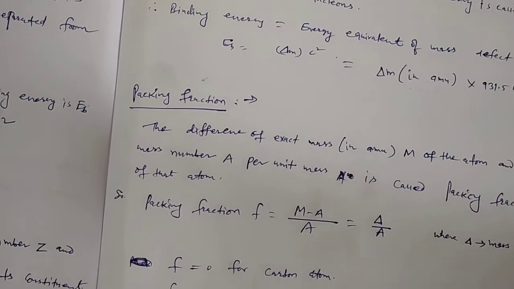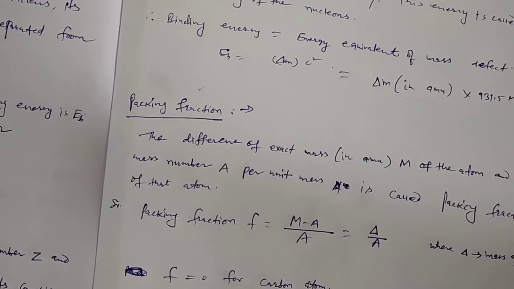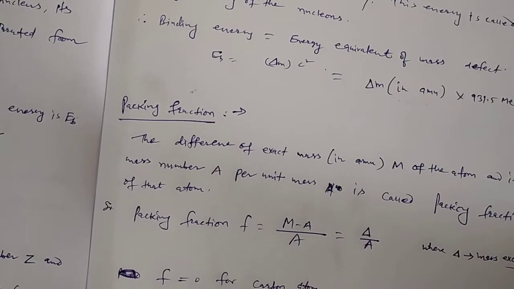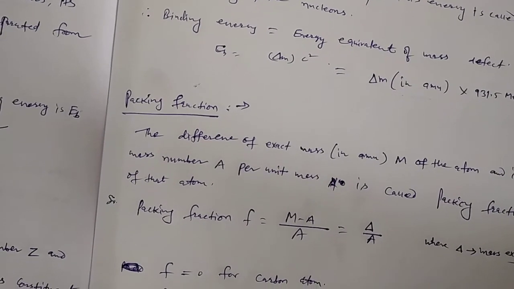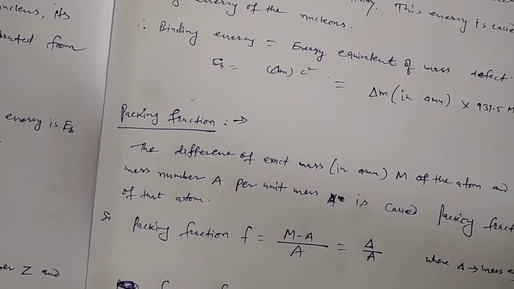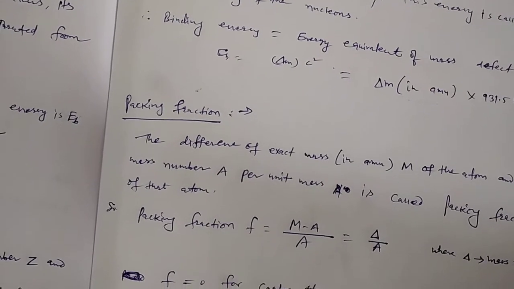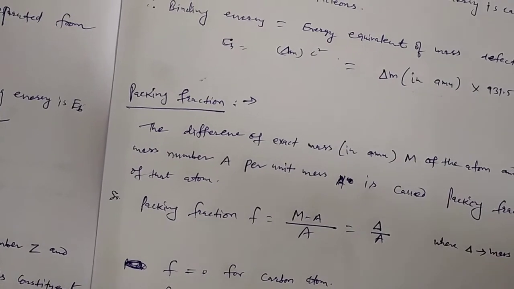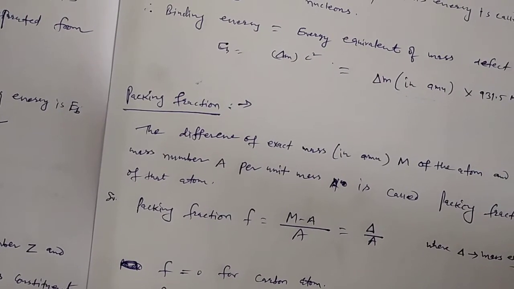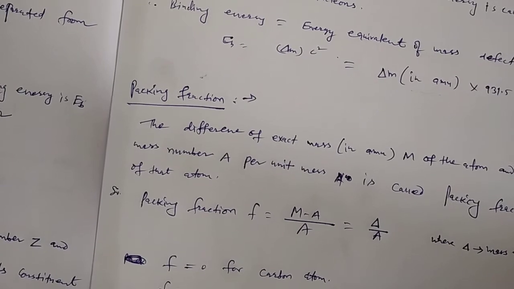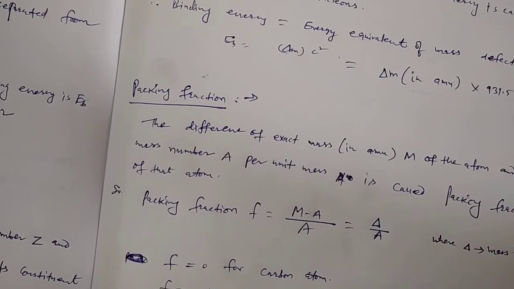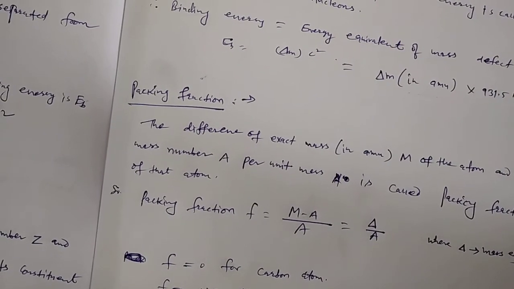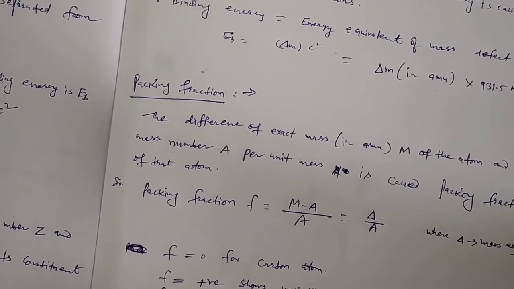If packing fraction is negative, then it shows that the nucleus is somewhat stable, which means some mass has been converted into energy during the formation of the nucleus. And if we provide the same amount of energy, then that nucleus can be separated.